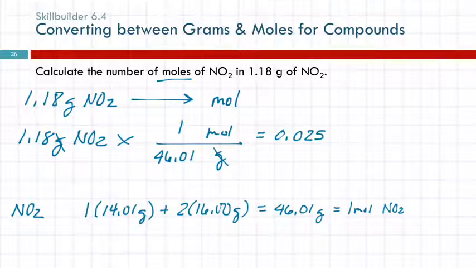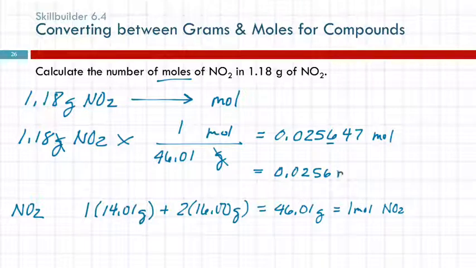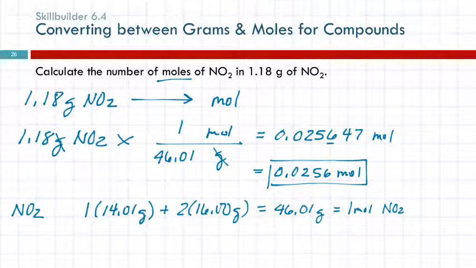I should have 3 sig figs in my answer. The zeros don't count at the beginning. 2, 5, 6, there's my third sig fig. I'm going to write down 2 extras, 4, 7, and the unit will be moles. And then when I round that, I get 0.0256 moles. Any questions?